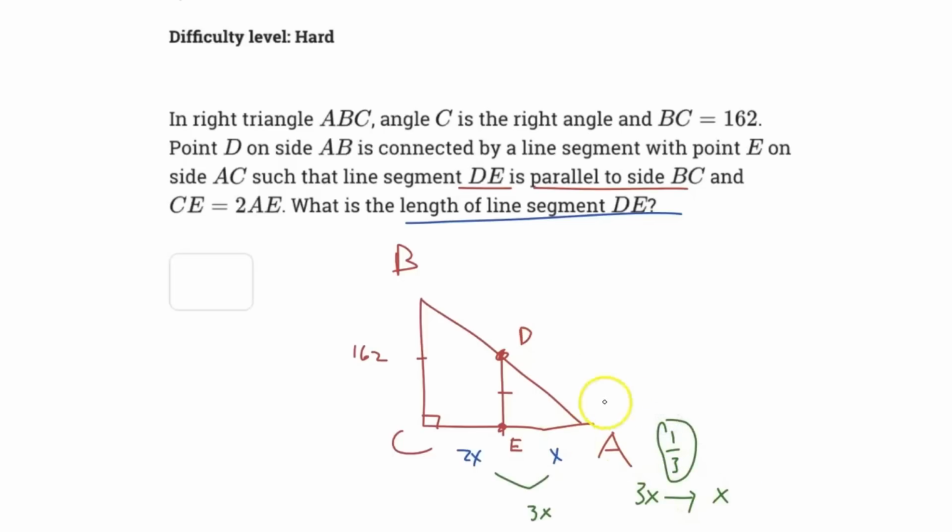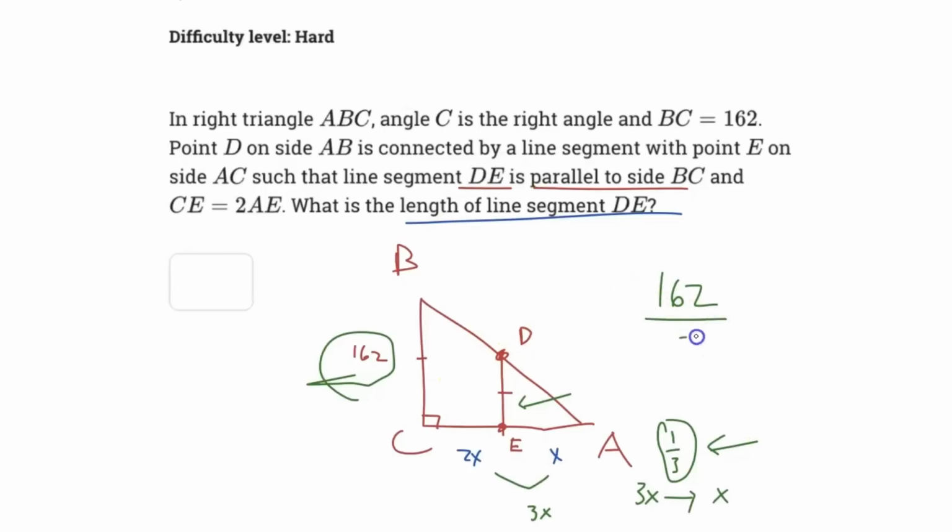So knowing we have a 1/3 scale factor, what we can do now is apply this 1/3 scale factor to our known value of 162 to find that side DE, right? Because side BC corresponds with side DE. So 162 here, we're going to just scale this down because 162 is the larger value on the larger triangle.